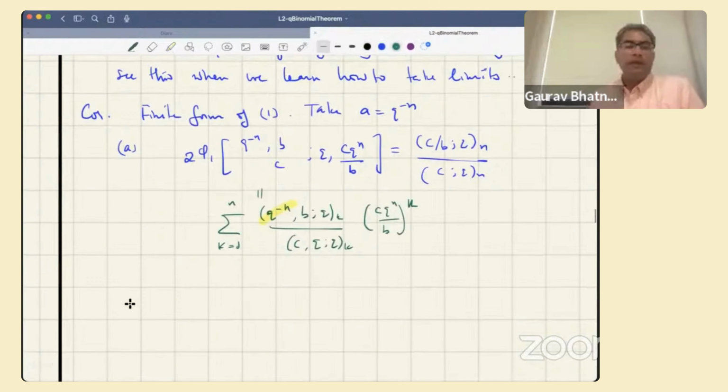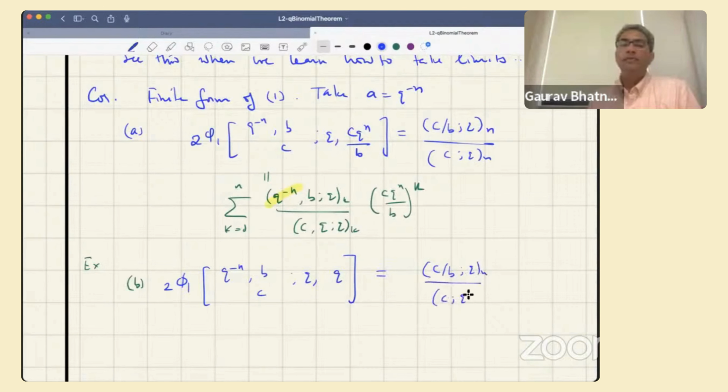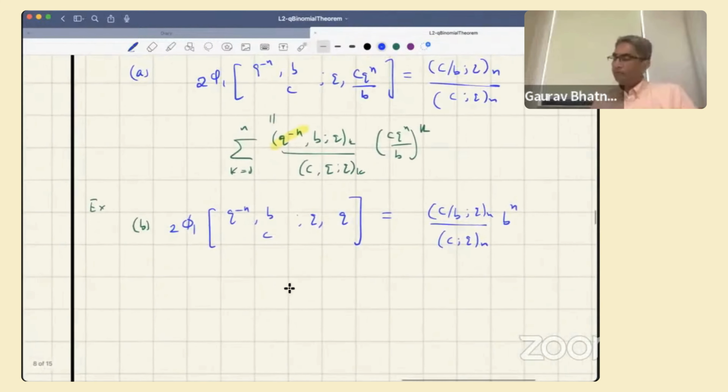Right, so now there is another finite form, and this is an exercise. I'll indicate how to do it, but you can write it slightly differently. And this is just q here, and you'll get c by b, q^n over c q^n, and then there's a b raised to n. This is the other finite form. So this is an exercise.